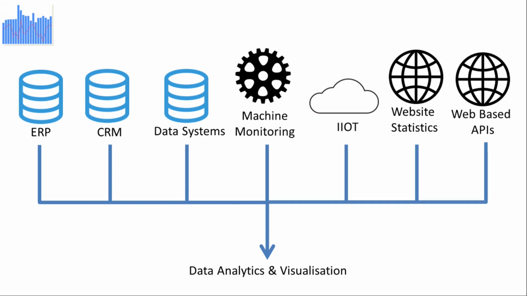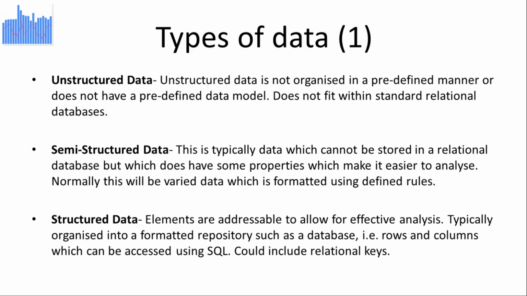Each of these sources will produce data in one or more formats. It's unlikely that data collected directly from a production machine will be transmitted and stored in the same format as data taken from a CRM system. In terms of how data is structured, there are three fundamental types of data. Unstructured data is not organized in a predefined manner or does not have a predefined data model, so does not fit within standard relational databases.